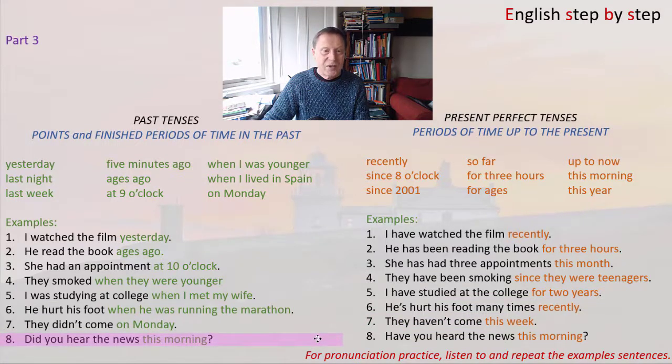Number 8 is an example with a question. Did you hear the news this morning? Have you heard the news this morning? Now, you can see in this one, the first example, did you hear the news this morning? Now, when we say this morning, we're talking about a period which has finished, a period of time which has finished in the past. Now, in the second example, for number 8, this morning refers to a period of time which hasn't finished, because we are still in this morning. So you can see you can use the same time expression to talk about a finished period of time and also a period of time which has not finished. But of course, we have to change the tense from past tense to present perfect tense to express this difference.